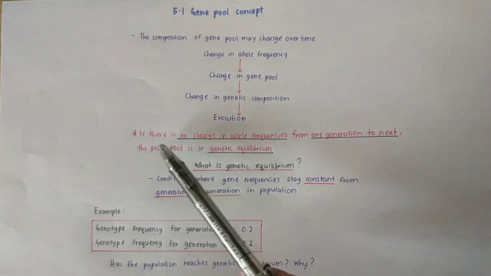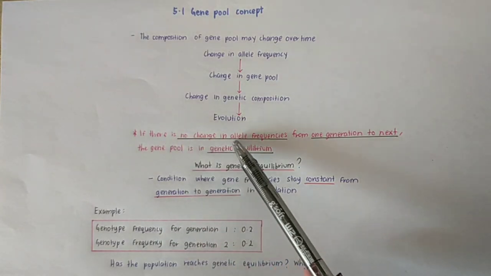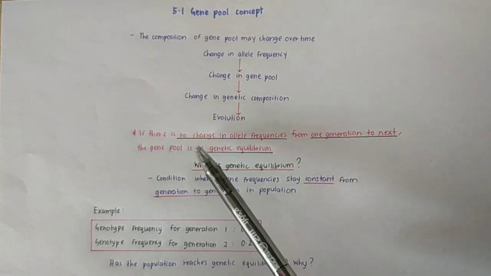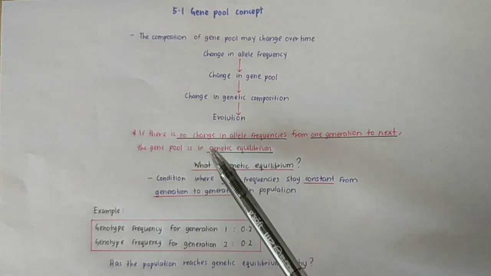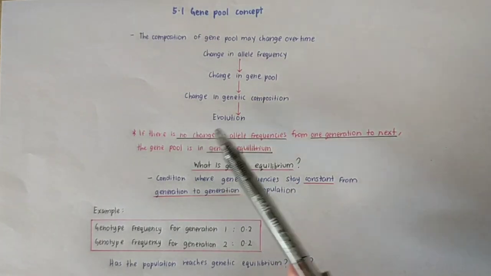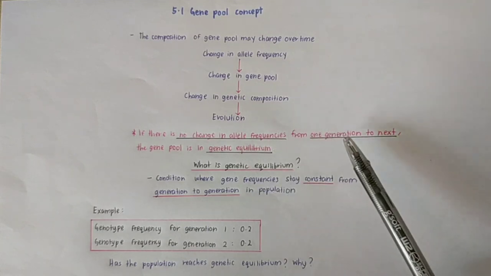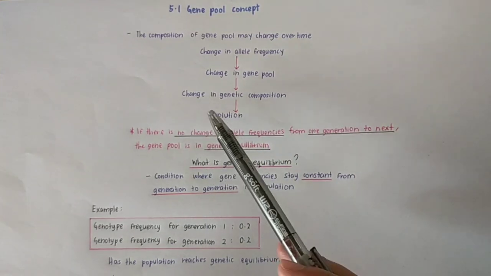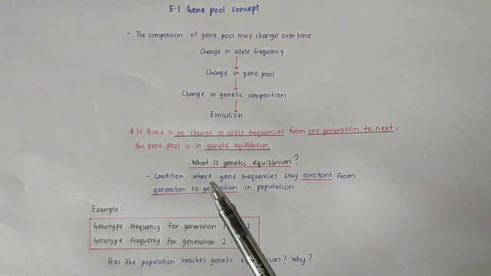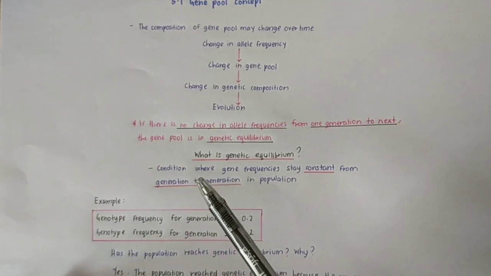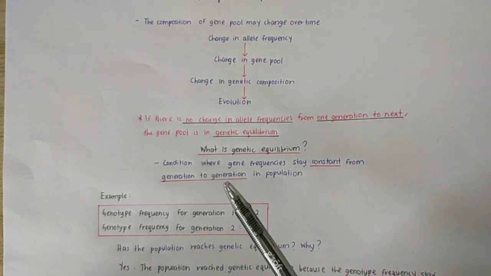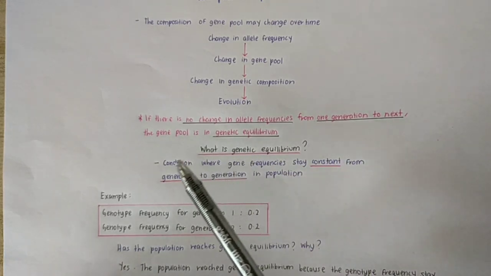Tetapi if there is no change in allele frequency from one generation to the next, so the gene pool is in genetic equilibrium. Maksudnya kalau allele frequency tidak berlaku perubahan dari satu generation kepada generation yang seterusnya, kita consider that gene pool is in genetic equilibrium. So what is genetic equilibrium? It is a condition where gene frequency stay constant from generation to generation in population.